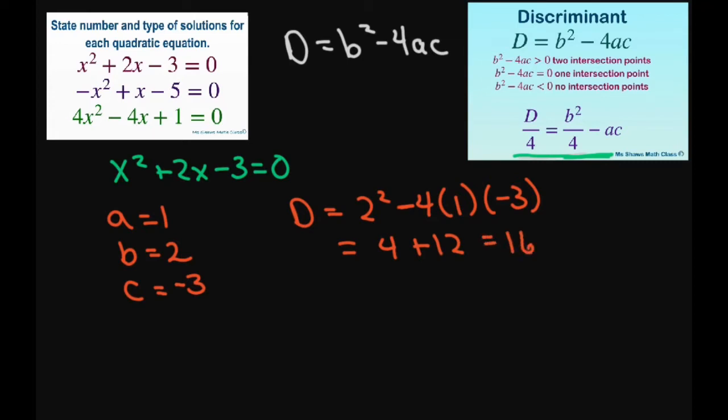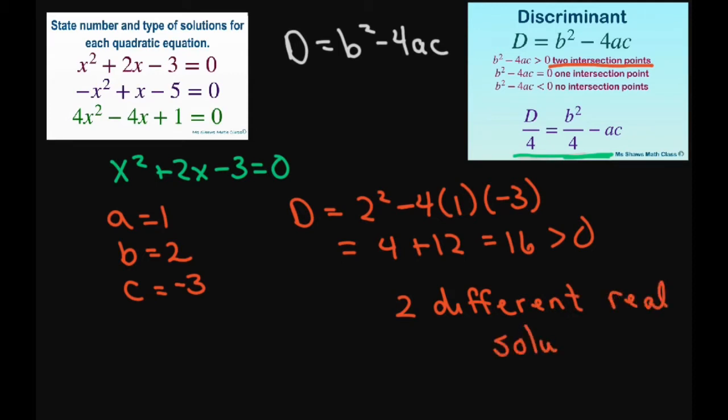Now 16 is positive. That means it has 2 intersection points on the coordinate grid. So that means it has 2 different real solutions. All right, the next one.